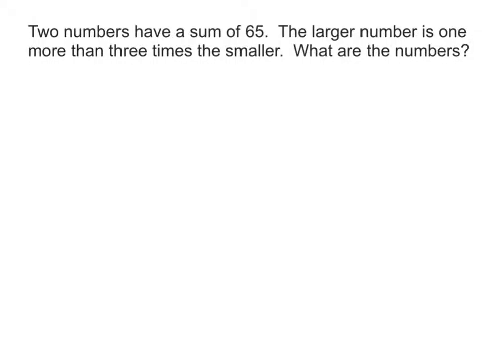So in this example, we're looking for two numbers that have a sum of 65. And we're looking for a situation where the larger one is one more than 3 times the smaller. Since I don't know what either one is, I'm going to call one of them x and I'm going to call one of them y. We're talking about two numbers that have a sum of 65.